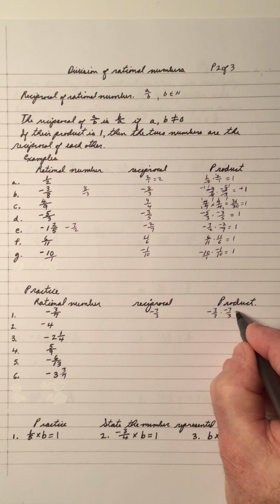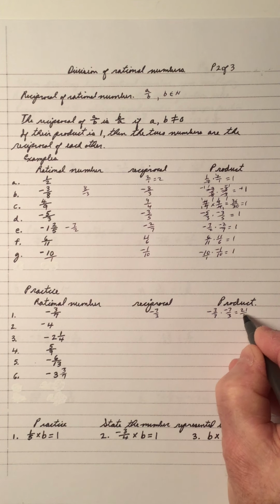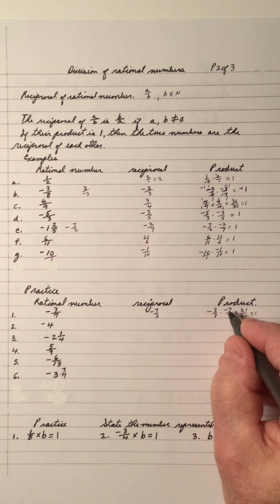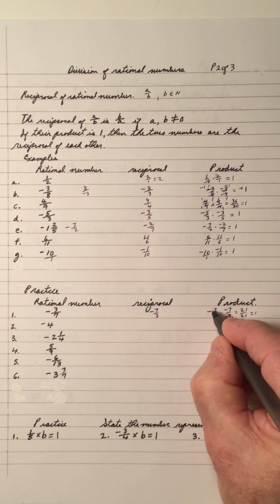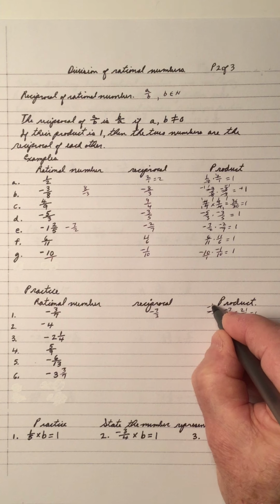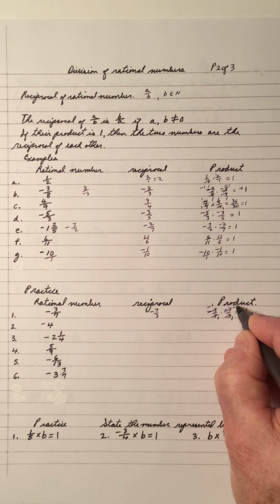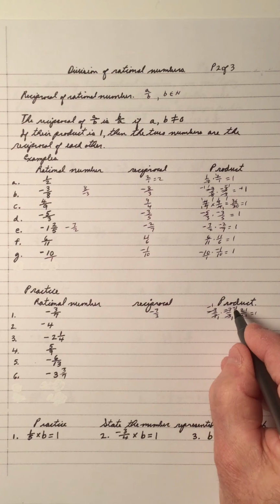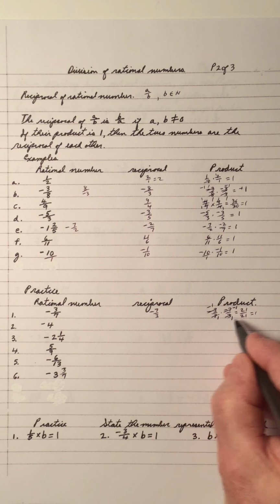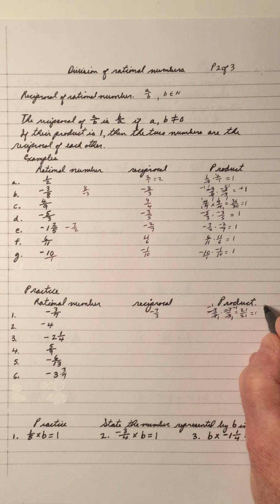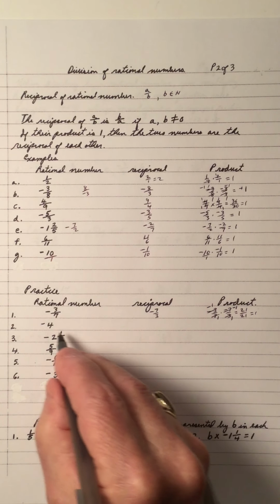is 21 over 21, which is 1. Or we can cancel. 3 into 3 goes once, 3 into negative 3 goes negative 1, 7 into 7 goes once, 7 into negative 7 goes negative 1. So negative 1 times negative 1 is 1, and 1 times 1 is 1. So we get 1 over 1, which is 1.